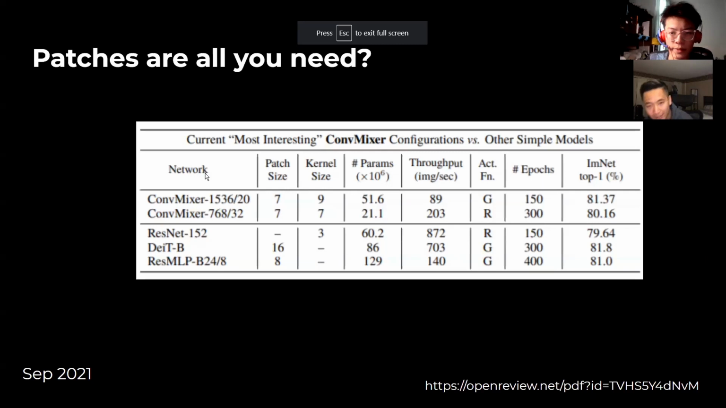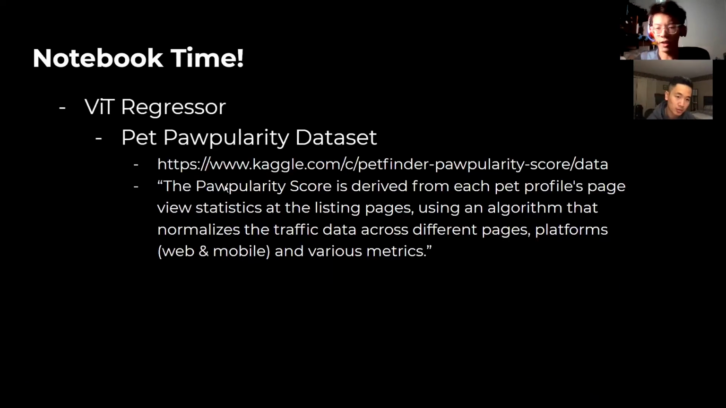Layers in terms of the number of blocks, I guess, of those mixer blocks. Yeah, I see. Interesting. And all that's left for today is this notebook.